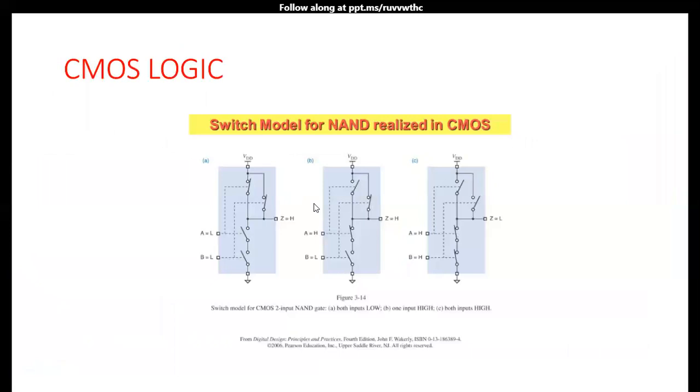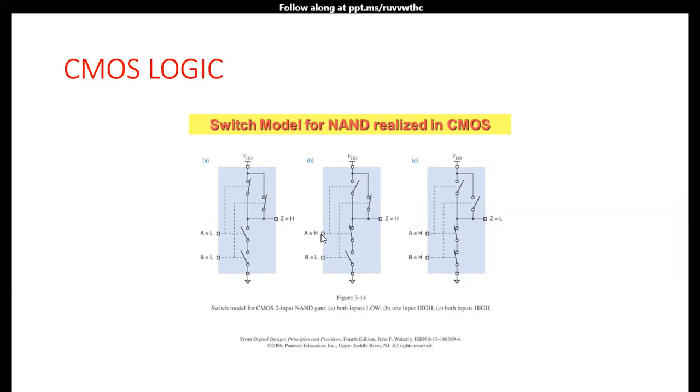Similarly, if you apply inputs high and low, that means I am connecting A high, B 0, a 1 0 input. Whatever input is connected to the high input, that PMOS transistor is open and the NMOS transistor is closed. For high input, the PMOS transistor will be off and the NMOS transistor will be on. And for the low input, the PMOS transistor will be on and the NMOS transistor will be off. So this results in the output being pulled up to the supply voltage through this PMOS transistor. Hence, we can get the high output.